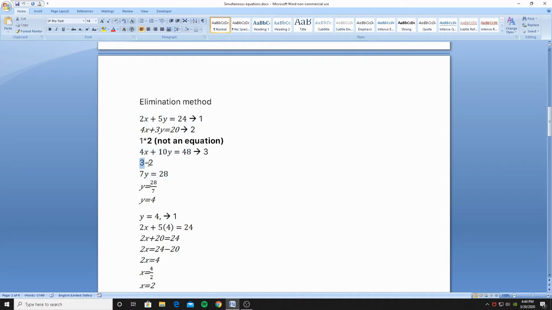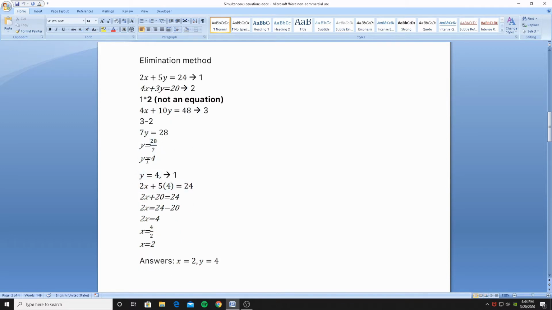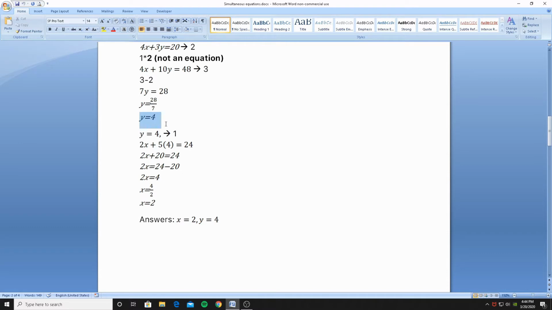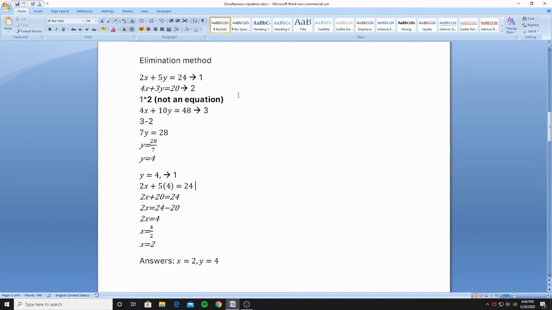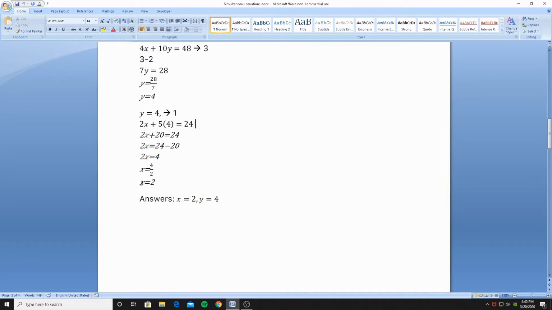So we take equation 3 minus equation 2, so we eliminate the unknown. 4x minus 4x, that's 0. 10y minus 3y, that's 7y. 48 minus 20, that's 28. 28 divided by 7, that's y equals 4. Then we take this solution for y and substitute it into one of the equations, and then we solve the equation, and we get the solution for x, and those are your answers.